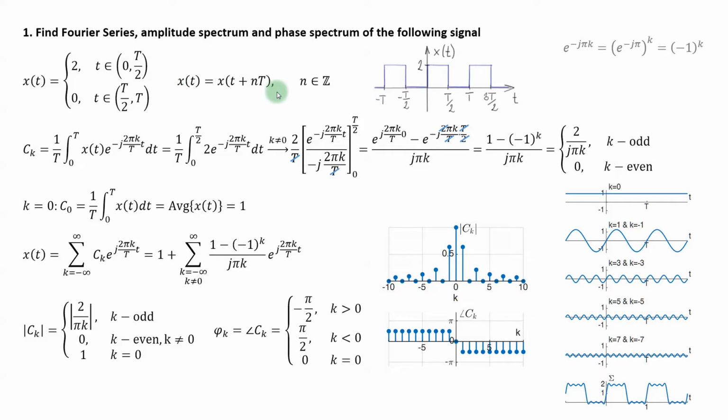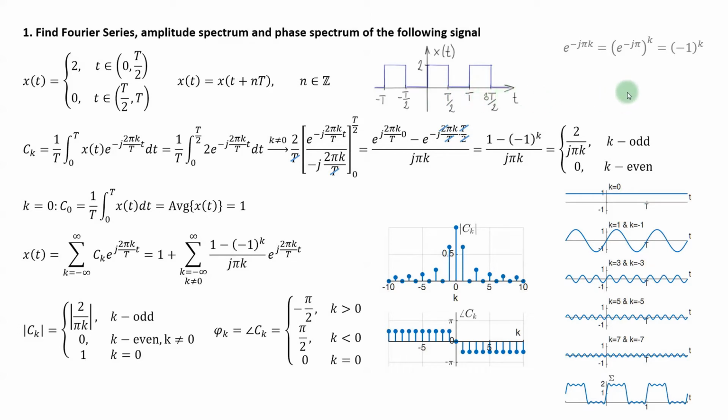Now, each time you analyze a signal, be that on paper or in Matlab, the first step should be that you try to plot it. So here it is. The signal is supposed to be 2 in this interval, that is this part. Then the signal is supposed to be 0 in this interval, that is this part. And the signal is periodic with the period of T, so this is the period and that will repeat itself.